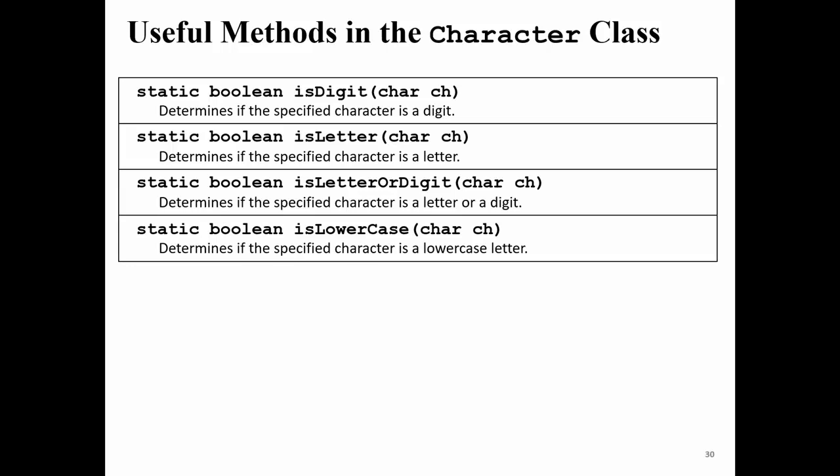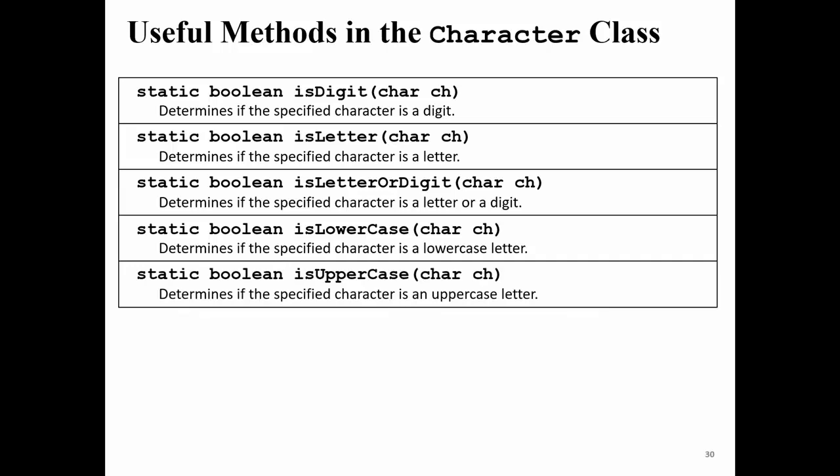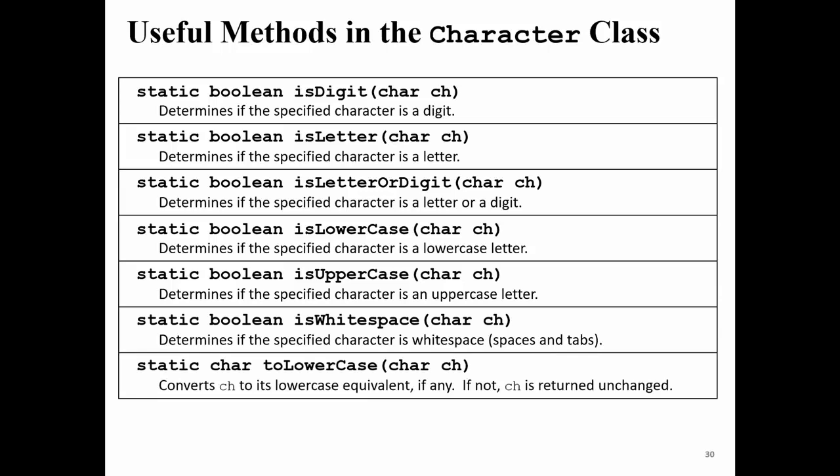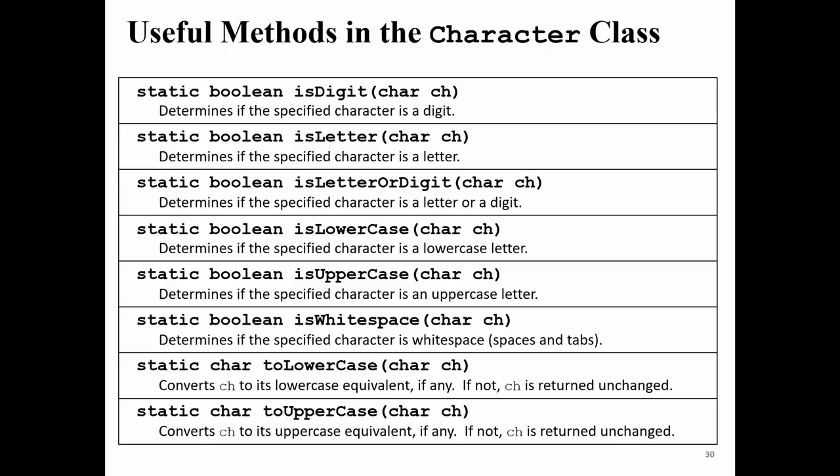isLowerCase: I can ask if this character is a lowercase character. isUpperCase: I can ask if it's uppercase. isWhitespace: it's a tab or space, okay? I can ask if this character is a whitespace. toUpperCase, toLowerCase: I can convert the case of the character from upper to lower. And look at the return type of the last two. It's not changing the content of that character. It's creating a new one and returning it back to you, okay? It will return a char data type. So it takes the small x, changes it to capital X and returns it. The original one stays the same, lowercase x. Okay.